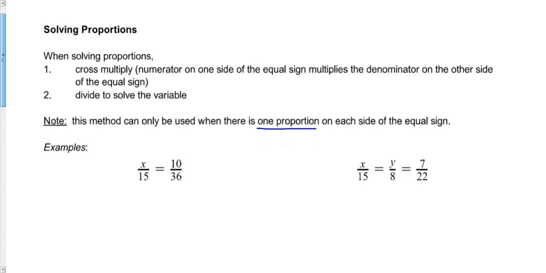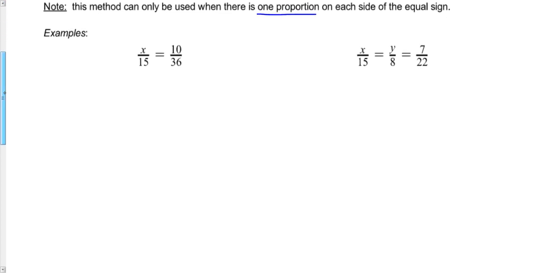So let's take a look at our first example here. We've got x over 15 is equal to 10 divided by 36. Both of these are fractions. They're equal to each other. They are proportional. One of these fractions is complete. We have this 10 over 36 is a complete fraction. We know both the top value and the bottom value of the fraction. The top value is the numerator, the bottom number is the denominator, and we know them both.